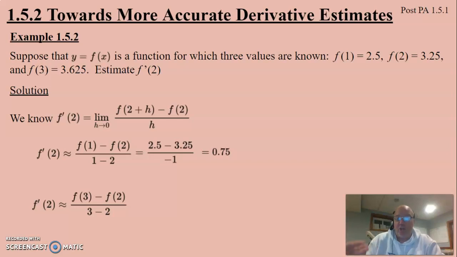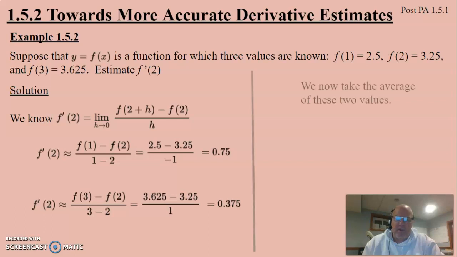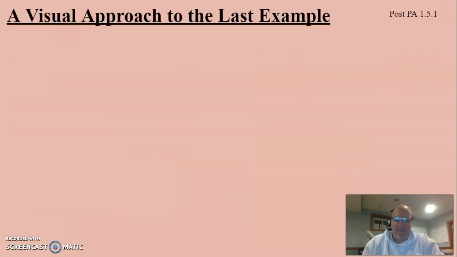If I were to let h equal positive 1, then I'd be finding the slope of the secant line between 2 and 3. So f of 3 minus f of 2 over 3 minus 2, that's 0.375. Now these aren't really close to one another. Yes, they're both less than 1, but they're still quite a ways away from each other. So what we can do is take the average of these two values, and I get the slope f prime of 2 to be approximately 0.5625.